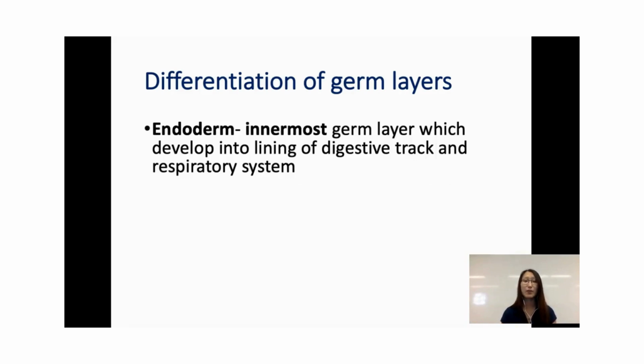So the first layer that we want to talk about is the innermost germ layer. Germ layer means this ball of cells. The germ is not the actual bacterial germ. These are the embryo germ. Okay, so the innermost layer will develop into the lining of the digestive tract and the respiratory system. So if you think about your body, going from right here, you have the digestive tract and the respiratory system, and that's on the inside.